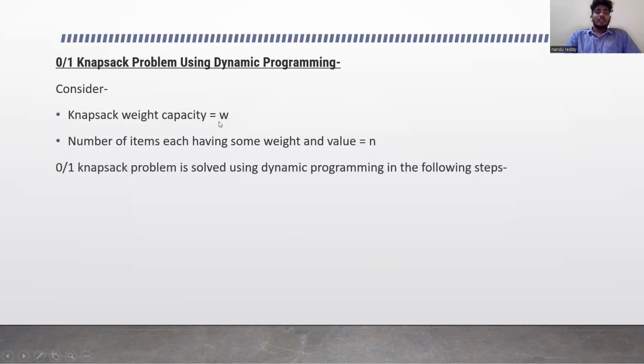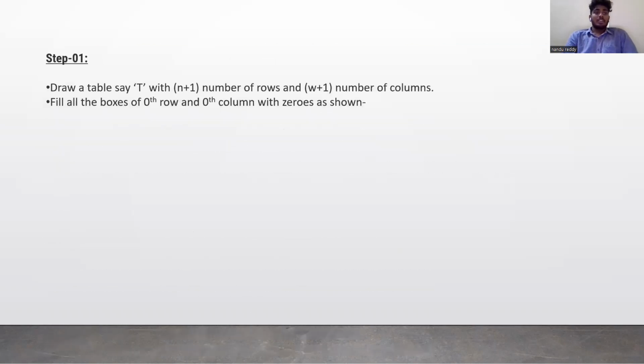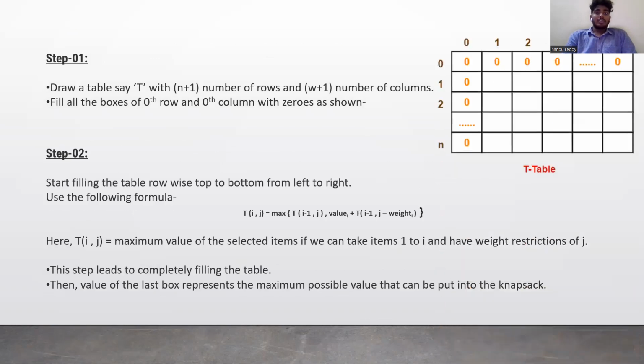Consider a knapsack of weight W and a number of items, each with a weight and a value. The 0/1 knapsack problem is solved using dynamic programming in the following steps. First step, draw the table T with n plus 1 rows and W plus 1 columns. Fill all the boxes of the 0th row and 0th column with zeros, as shown here.